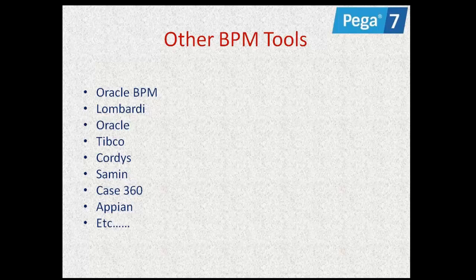Some companies like Oracle and Microsoft are working on this, and Appian is also trying to reach the Pega standards, but they are not able to reach them. We cannot compare Pega with any other BPM tool. Pega is far ahead of any other tool in the market. It is one of the hot tools and the best tool in the market.